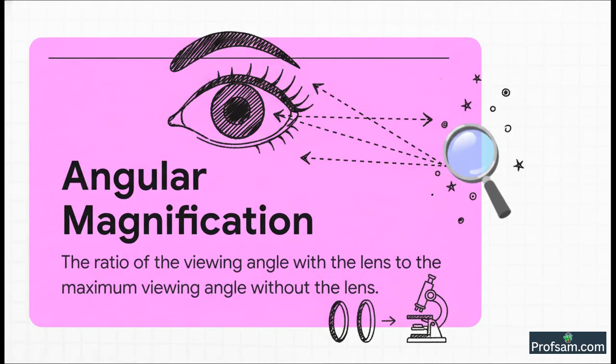So this brings us to the most important concept here, angular magnification. You see, it's not about how big the image is in centimeters. It's about how big it appears to be. It's all about the angle. It's a simple ratio, the angle you see with the lens divided by the biggest possible angle you could see without the lens. This magic number is what tells us the true power of the microscope.